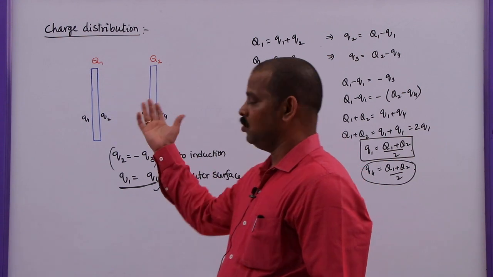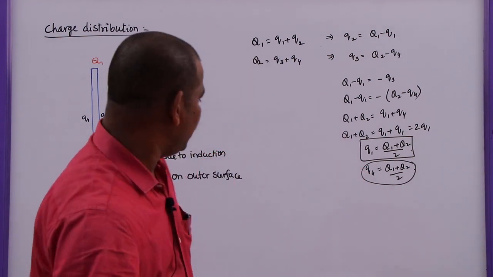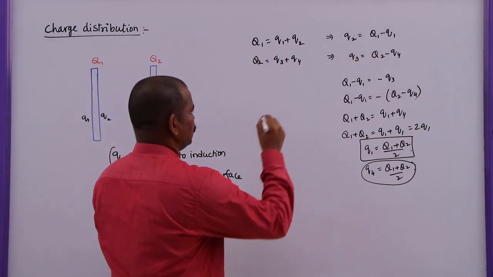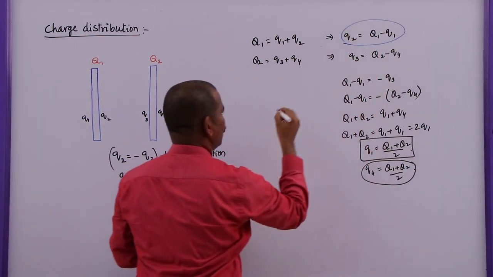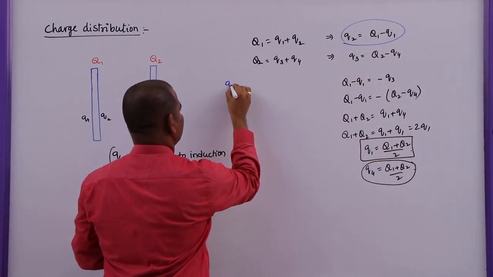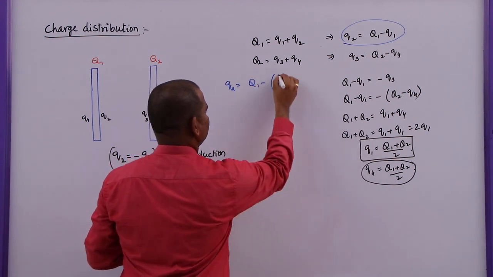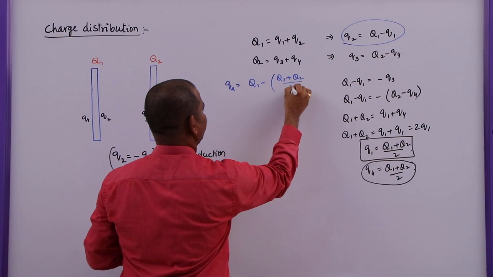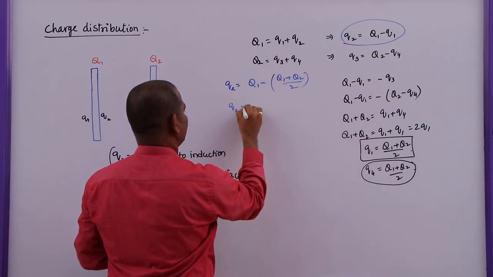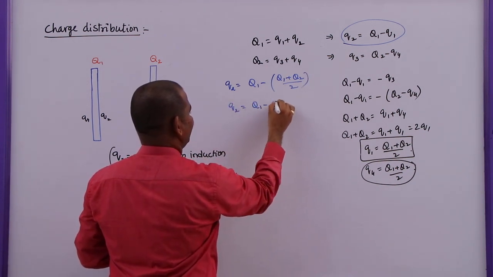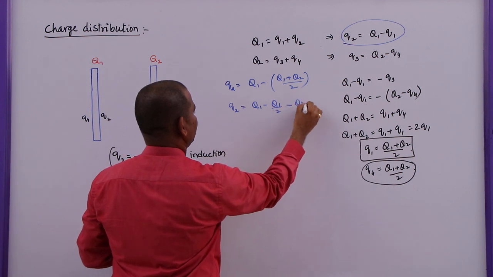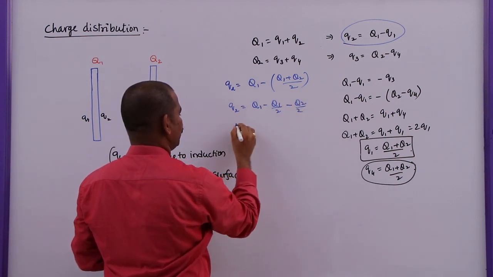Now how to find out q2 and q3? Based on this formula, as we know that q2 is equal to Q1 minus small q1. So q2 can be written as Q1 minus small q1. This is Q1 plus Q2 by 2. So small q2 is equal to Q1 minus Q1 by 2 minus Q2 by 2. This is Q1 by 2.